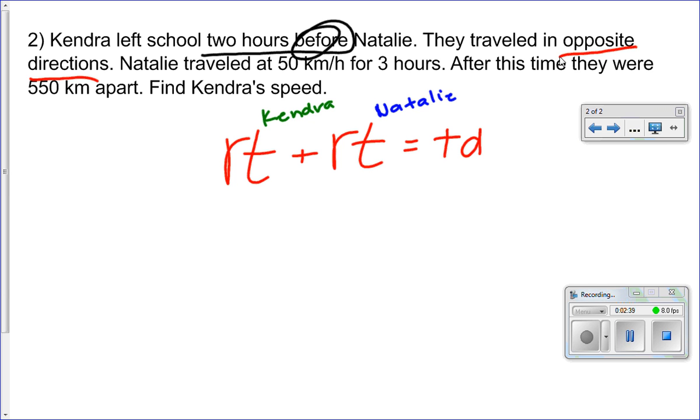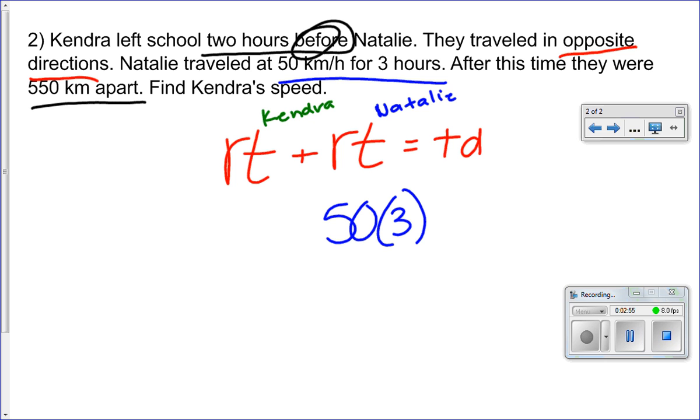Natalie went 50 kilometers an hour for 3 hours. So that's Natalie's rate and time. And 550 is the total distance. Because Kendra left 2 hours before Natalie, she traveled 2 hours longer. So you add 2 hours to Natalie's 3 hours to get 5 hours.